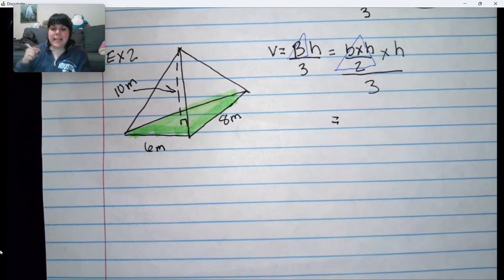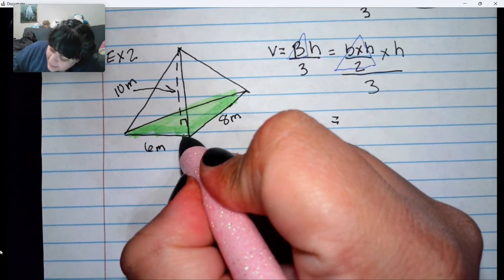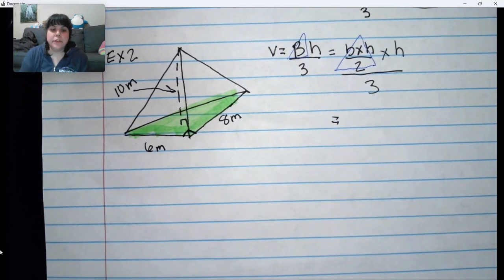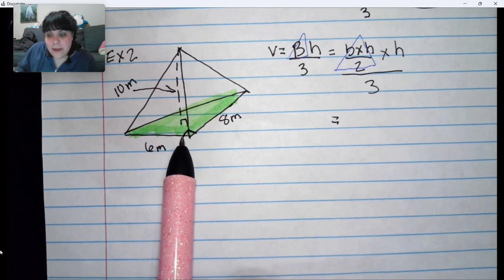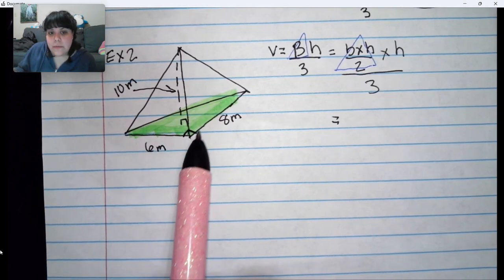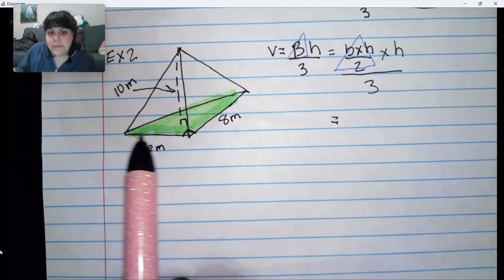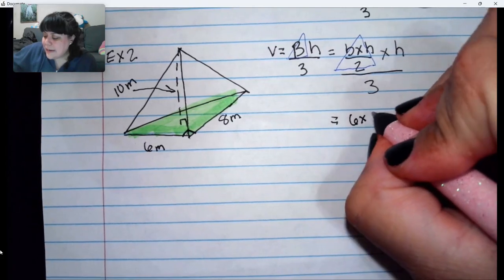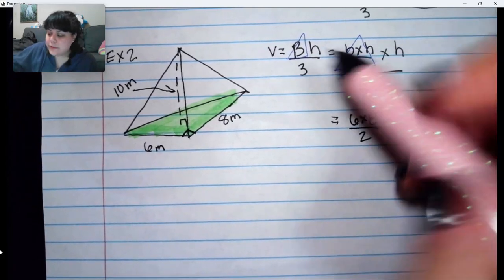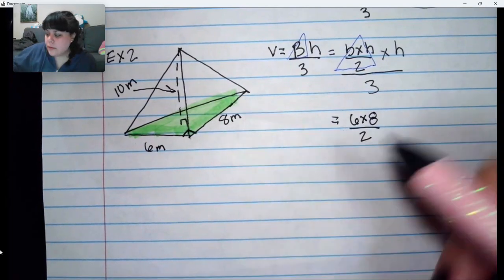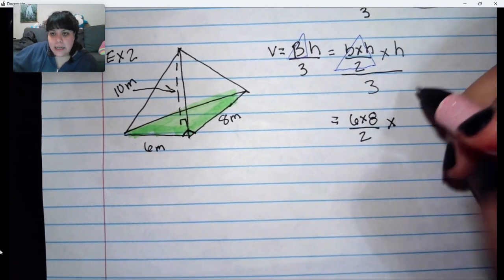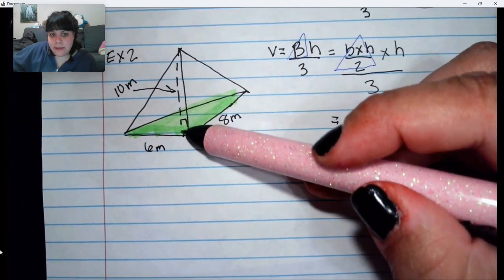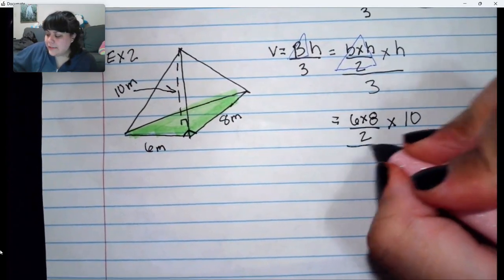Alright, so now let's plug in some numbers. So right here, I'm going to put my right angle. Don't worry, on your quiz, you'll have all the right angles, so you'll know what's what. Alright, so I'm looking at this right angle, and my right angle connects my base with my height. So these two numbers are the ones I'm going to multiply. So 6 times 8 divided by 2. That's how I get the area of this triangle. And then I'm going to multiply that by the height of my pyramid, which is 10, and then divide by 3.